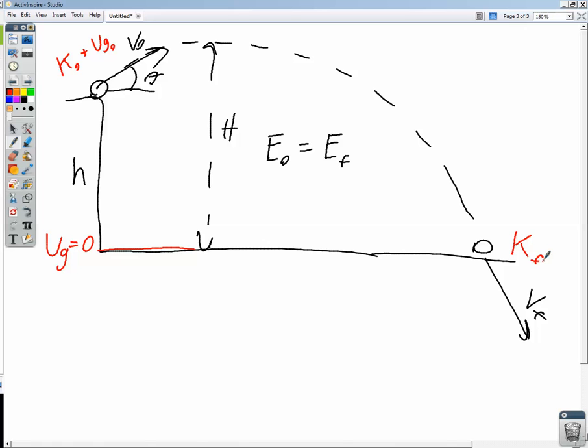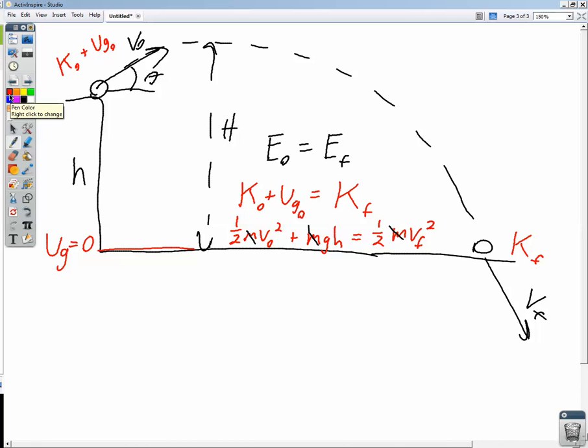So filling in my energies, E initial, we've got K naught plus UG naught. And finally, we just have K final. Filling in our equations, K naught is 1/2 m v naught squared. And initial gravitational potential is mgh, the height of the cliff. And that's equal to 1/2 m v final squared. If we're solving for v final, we notice that the masses cancel out. There's an m in every single term on both sides.